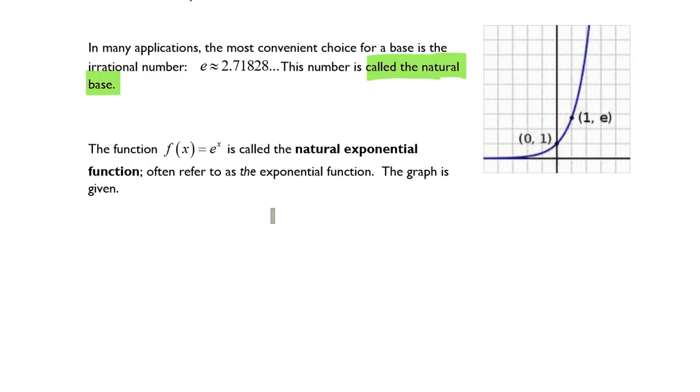The function f of x equals e to the x is called the natural exponential function, often referred to as just the exponential function. And you can see the graph here on the right is an increasing function with an intercept at 0, 1 along the y-axis, and also a point on the curve at 1, e. This coordinate point is approximately equal to 1, 2.7. Notice that the 2.7, though, is approximate.